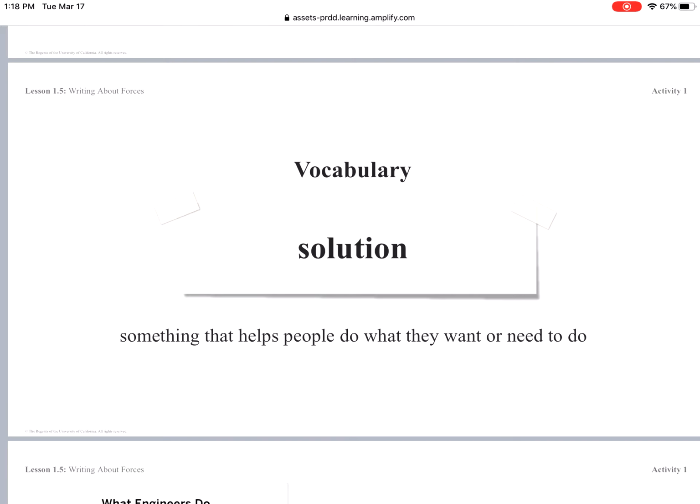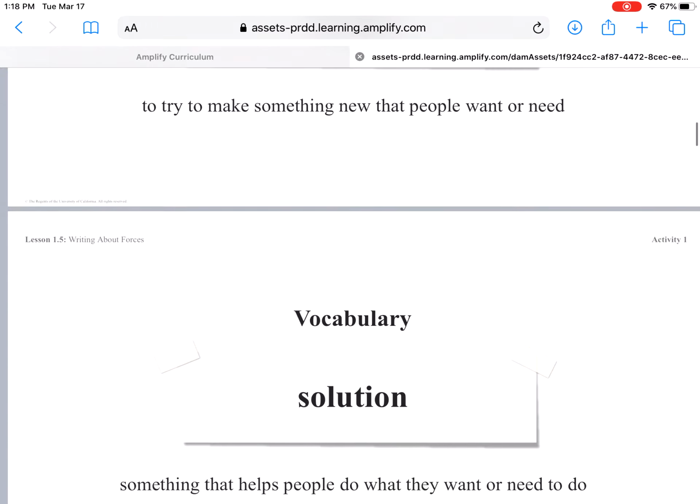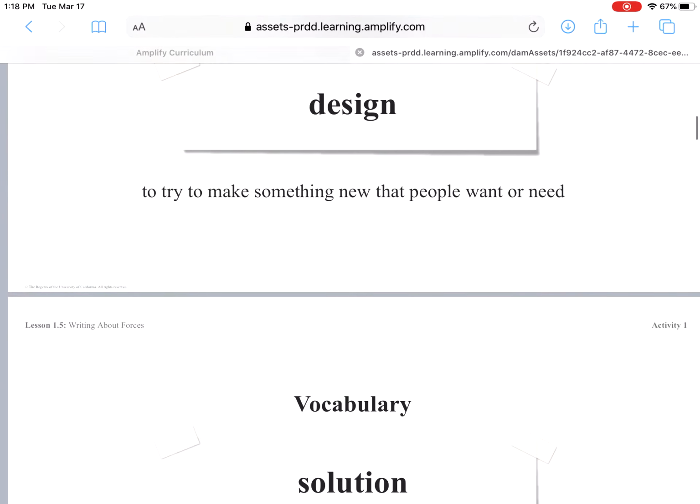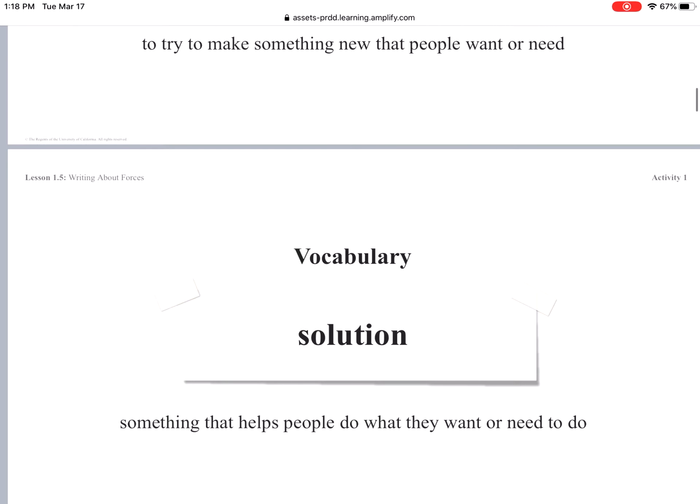So now you have two vocabularies. So let's see if you have another one. Nope, it's just the word design and solution. So write these down, okay? Design and solution.